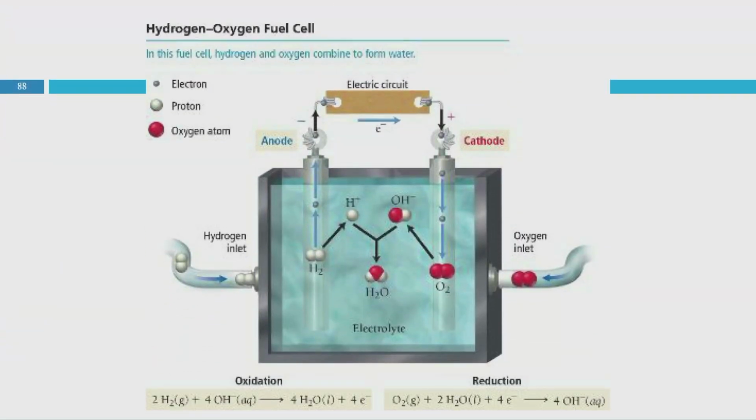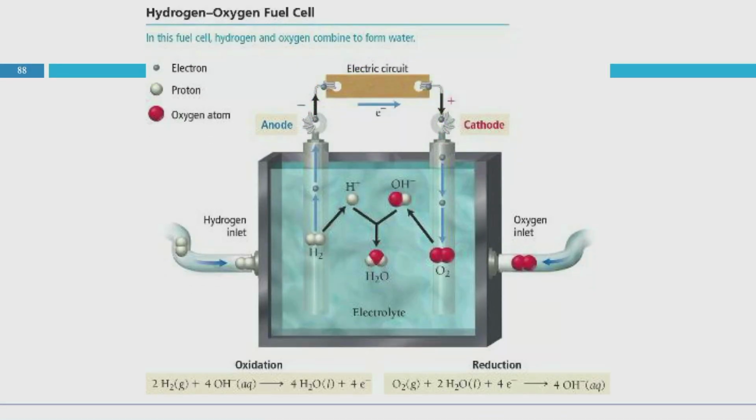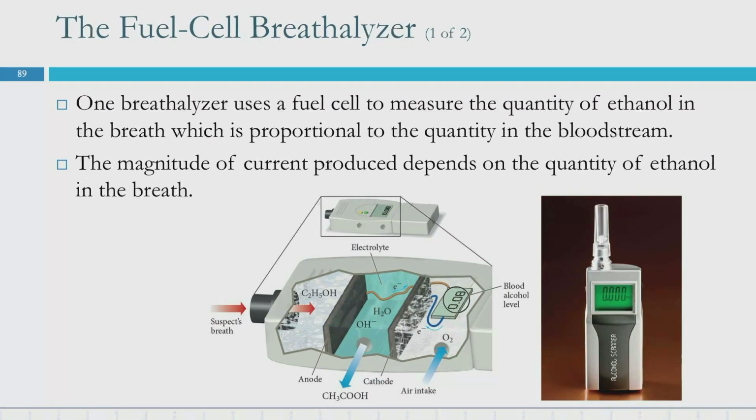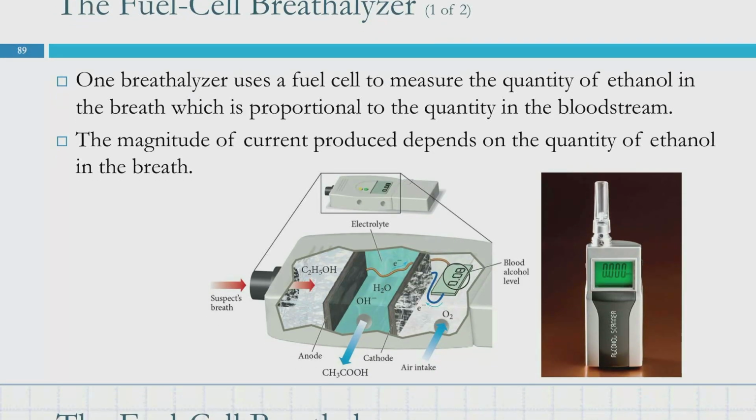Here's an example of what a hydrogen-oxygen fuel cell might look like. So you've got our hydrogen coming in on one side, we've got our oxygen coming in on the other side, we've got some electrolyte where the reaction can take place, and boom, bam, magic, electrons get produced. This is also apparently used in some types of breathalyzers. So one type of breathalyzer uses a fuel cell to measure the quantity of methanol in the breath, which is proportional to the amount that's in your bloodstream.